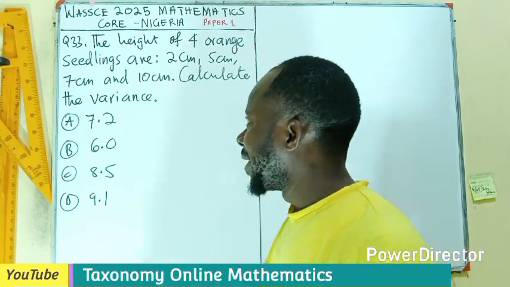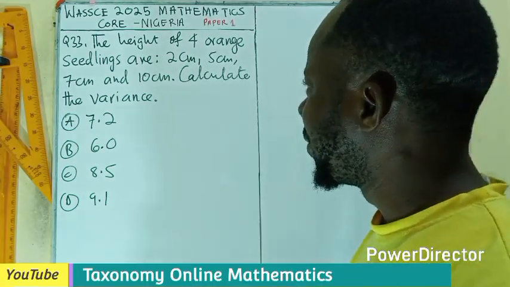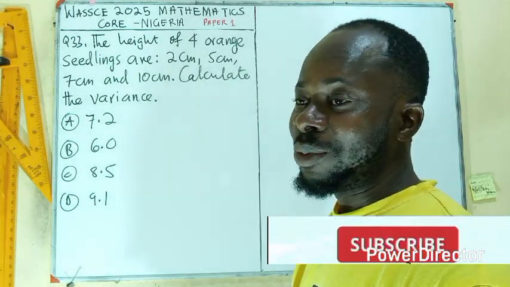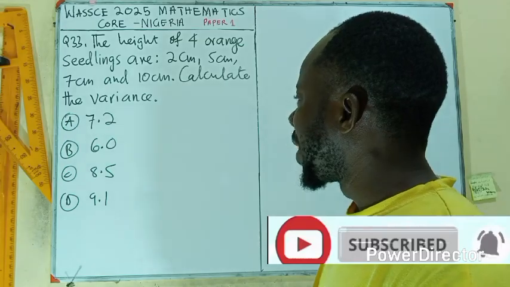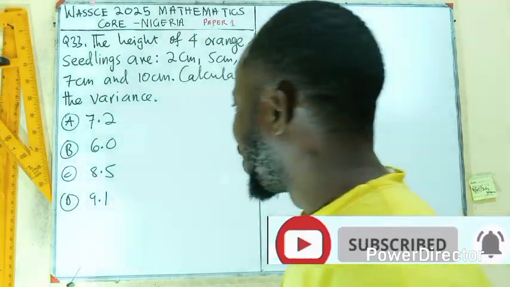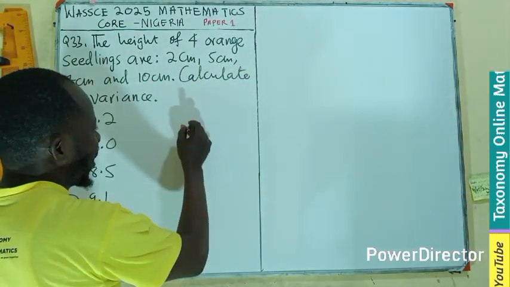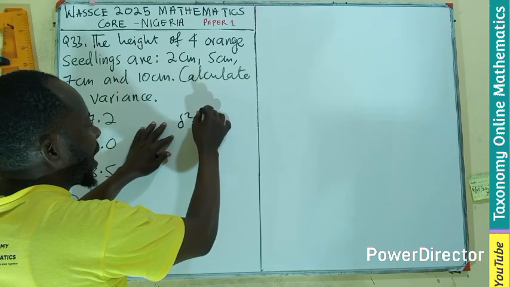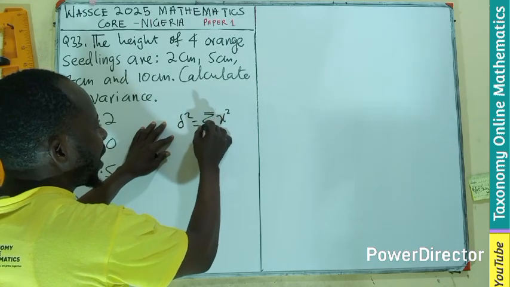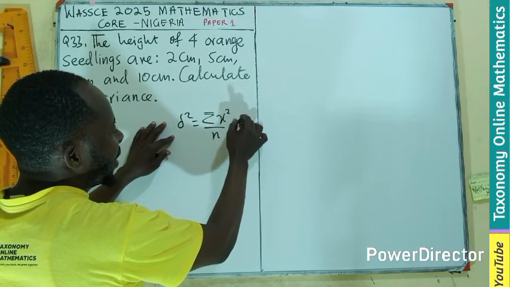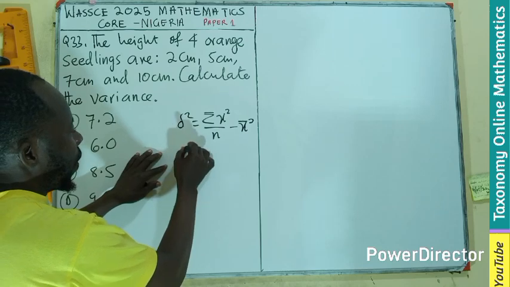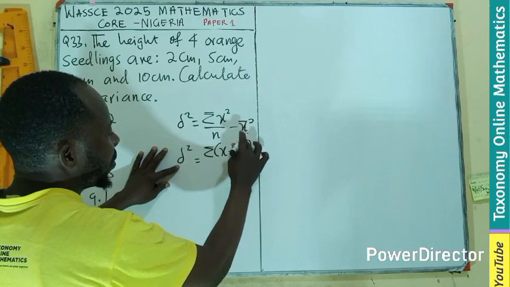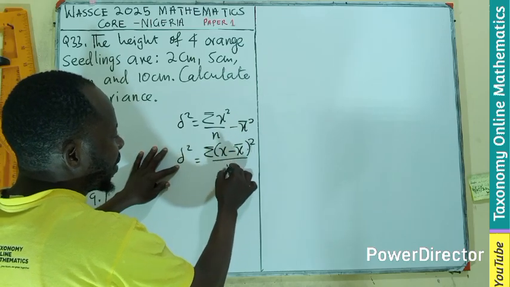Hello, question number 33. The heights of four orange seedlings are 2 centimeters, 5 centimeters, 7 centimeters, and 10 centimeters. We have to calculate the variance. Now, in calculating variance, we know the variance is equal to either the summation of x squared divided by n minus x bar squared, or the summation of (x minus x bar) all squared divided by n.